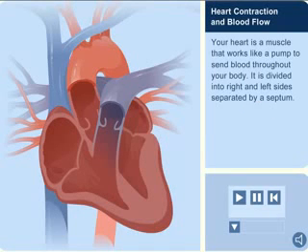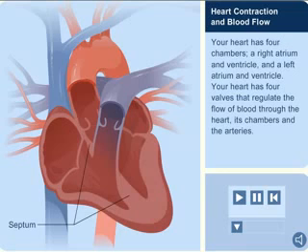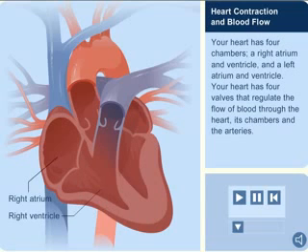Your heart is a muscle that works like a pump to send blood throughout your body. It is divided into right and left sides separated by a septum. Your heart has 4 chambers, a right atrium and ventricle, and a left atrium and ventricle. Your heart has 4 valves that regulate the flow of blood through the heart, its chambers, and the arteries.